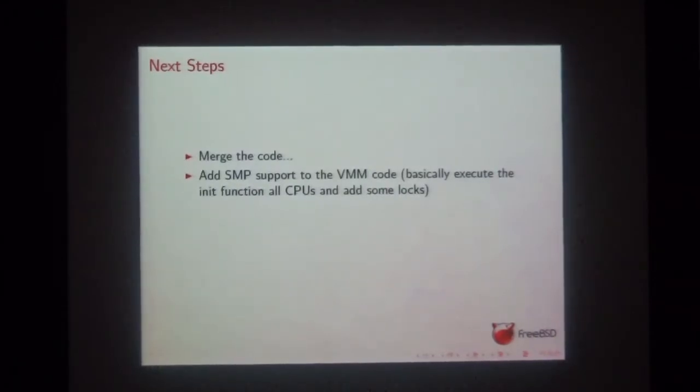One of the features we can add is SMP support to the VMM code. Basically, we have to do the initialization process on each physical core, and also we have to add some locks. Otherwise, all the structures were built with the thought that we will have a multiprocessor guest in the VMM. Also, we want to run multiple bhyve VMs. We can't test this until now.